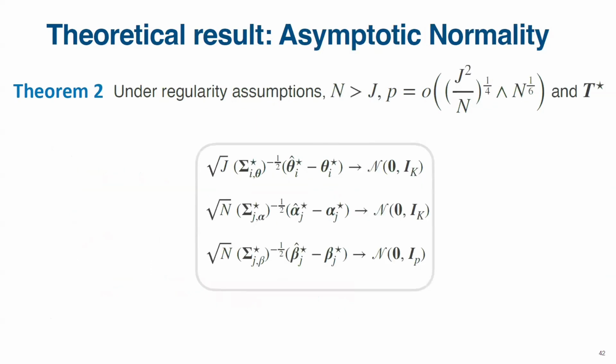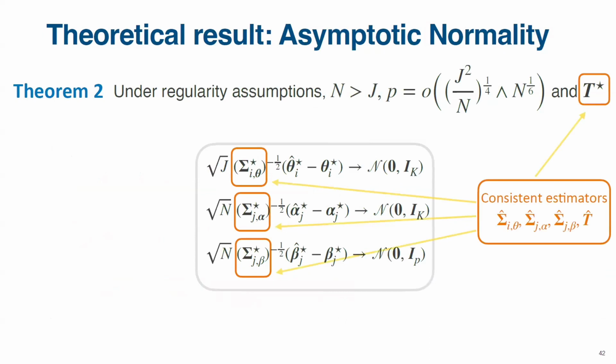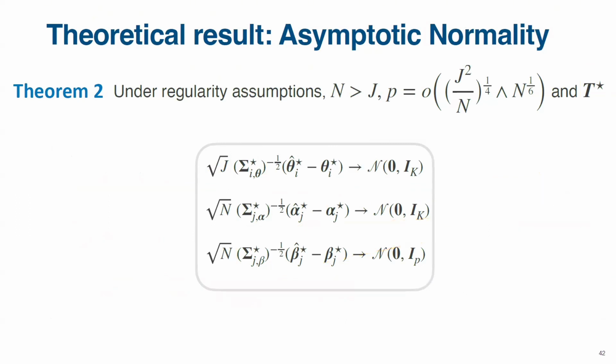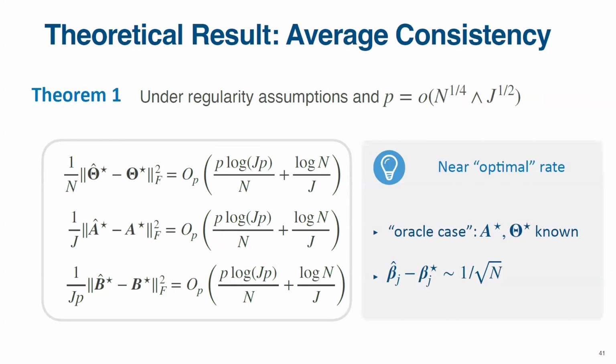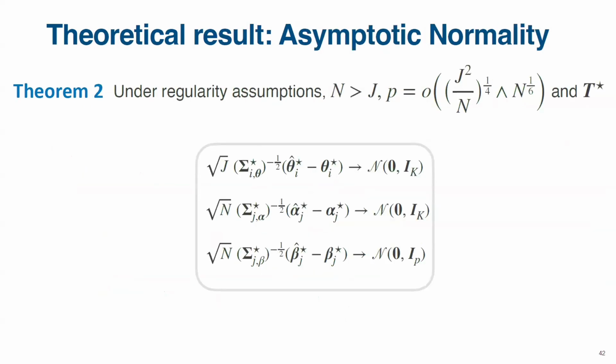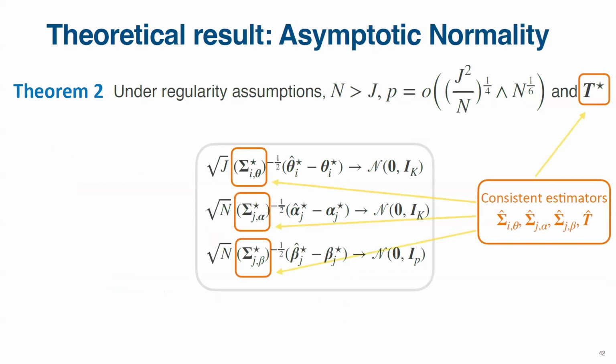Now, in addition to the consistency, we also have this normality to make statistical inference. Particularly, we can show that these factors, the factor loadings, the theta, and these beta, which indicate whether the question is DIF or not, all follow an asymptotically normal distribution. Again, P cannot go too large, and this assumption is stronger than for the consistency result, because we want a more accurate asymptotic characterization.